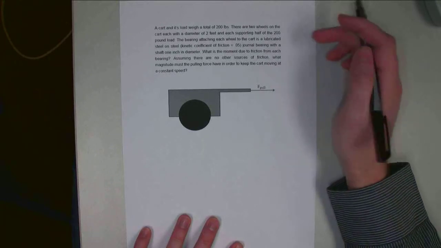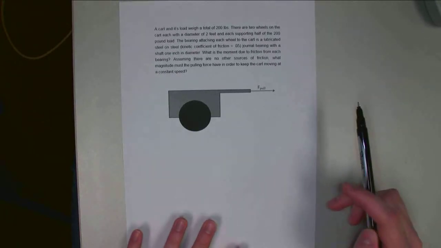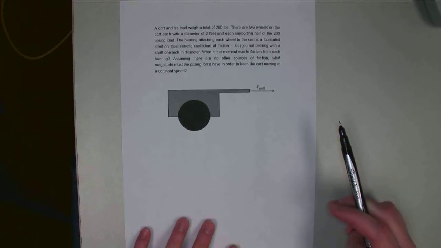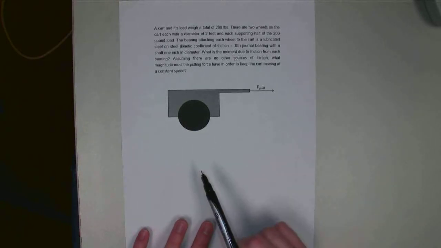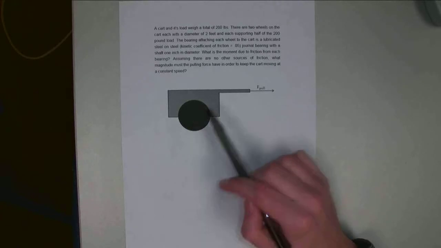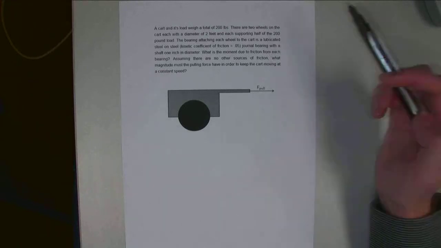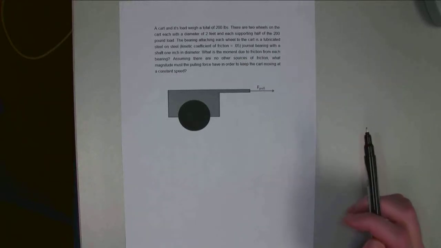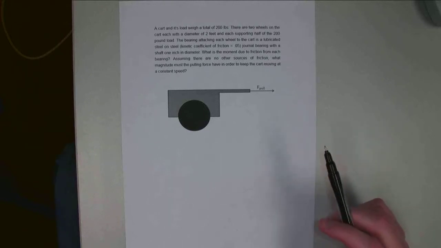Hello, for this problem, we've got a cart with a total weight of 200 pounds, including its load. We've got two wheels, each with a diameter of 2 feet, each supporting half of this, so the weight's distributed evenly. We've got a bearing attached to each wheel. That's what's connecting the wheel to the cart itself. And each of those bearings is a lubricated steel-on-steel journal bearing. Coefficient of friction is 0.05. And we've got a 1-inch shaft diameter in that bearing.